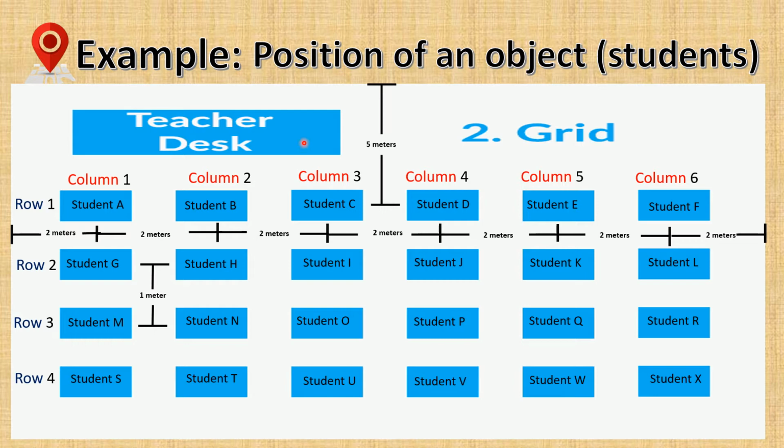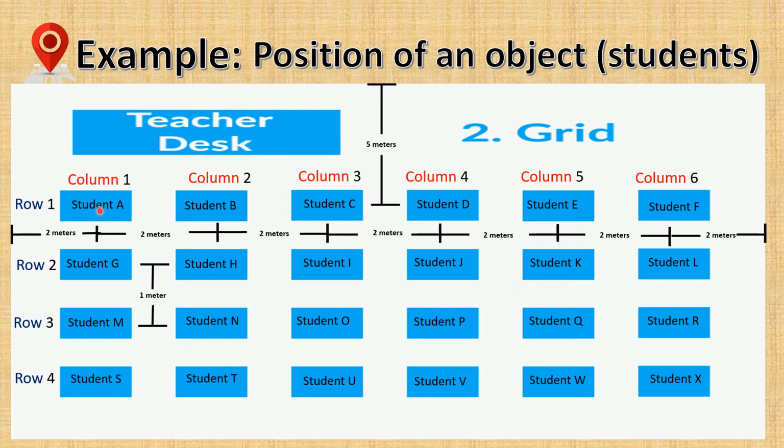The distance of the students in row 1 to the front wall is 5 meters. Again, the distance from the front wall to the seats of the students is 5 meters, and the distance of the first column of students from the left wall is 2 meters.